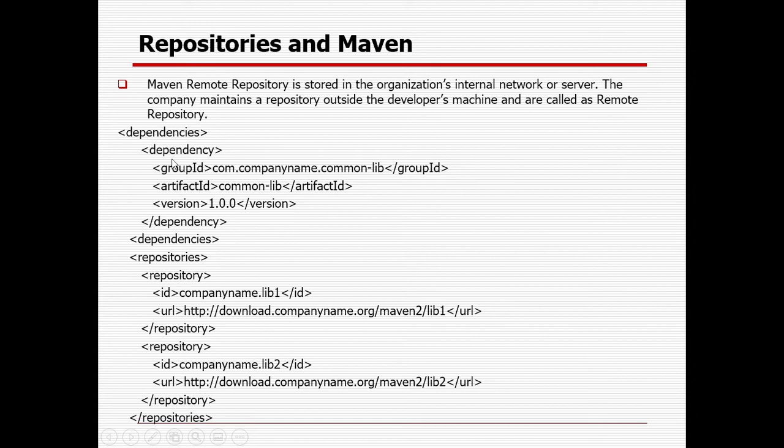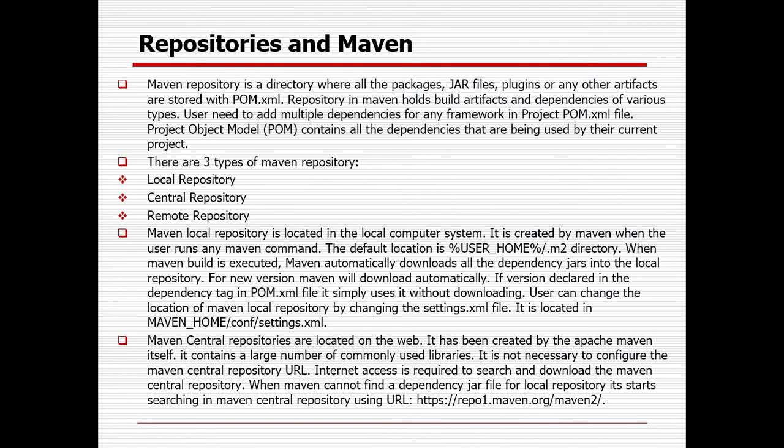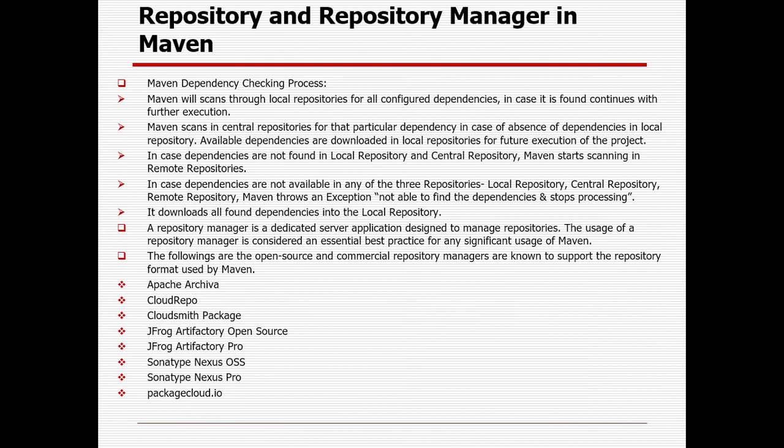In a similar way, whatever repository you get from your organization, you will add it in the dependencies tag. So these are the 3 important repositories available in Maven. One is local, one is central, one is remote. And how will it check?